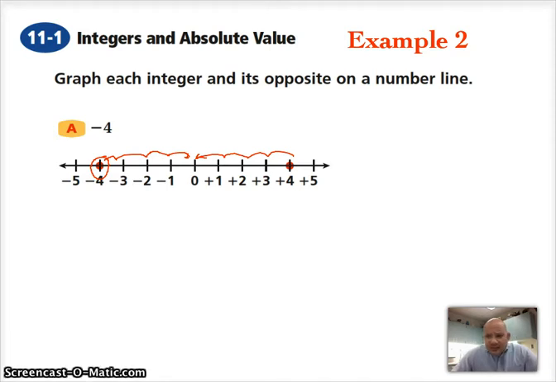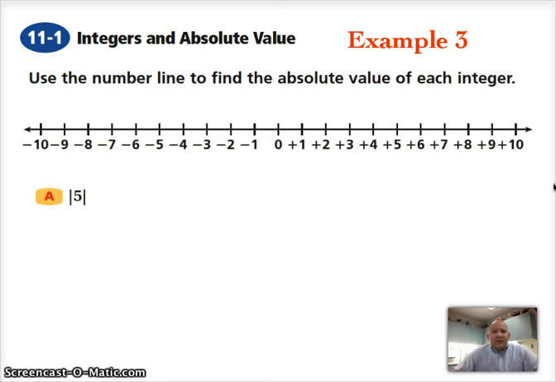Let's go to the next example. And here we're going to use a number line to find the absolute value of the integer. So the first one that we see is the absolute value, indicated by these vertical lines, of a 5. That's asking us, how far is it away from 0? Well, a 5 is this positive number, and it is 1, 2, 3, 4, 5 units away from 0. So the absolute value of a 5 is 5.